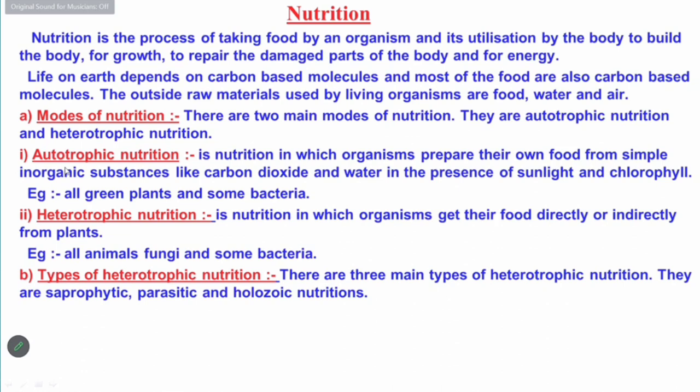So this is the nutrition in which organisms get their food directly or indirectly from the plant. Like all animals come under the category of heterotrophic nutrition. There are some organisms which grow on the dead and decaying substance. They do not have the green pigment that is known as chlorophyll. So such group of the organisms are known as fungi. So fungus, animals, and there are some bacteria which show the heterotrophic mode of nutrition.